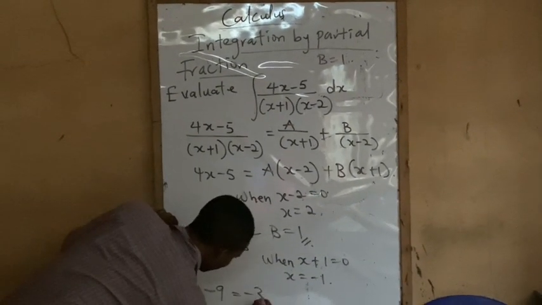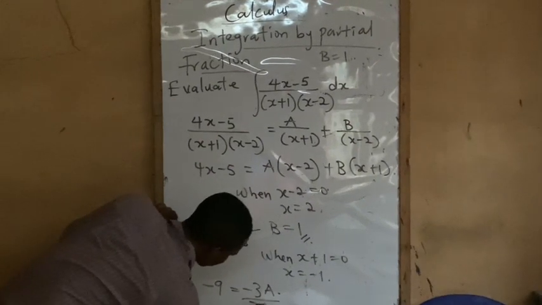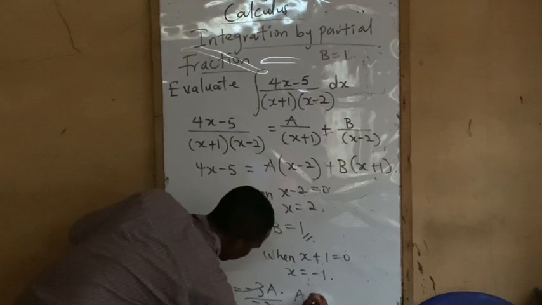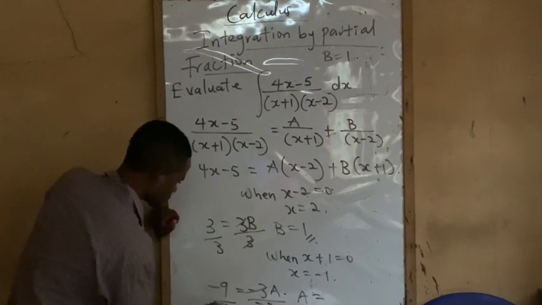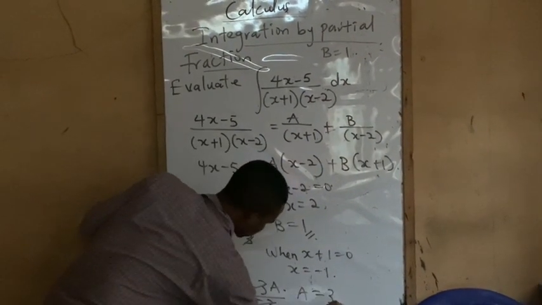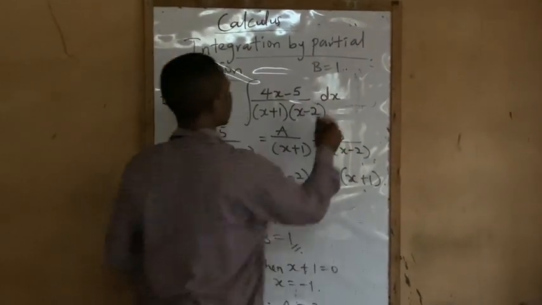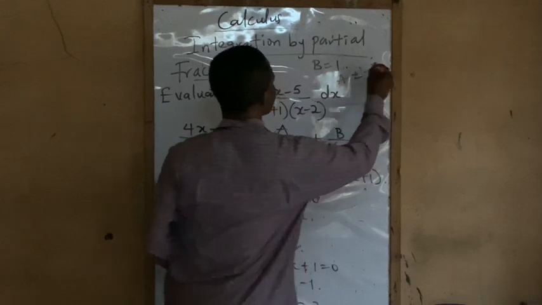Then I divide both sides by minus 3. So definitely my A is going to give me, minus cancels minus, 9 divided by 3, that is 3. That means my A is 3.